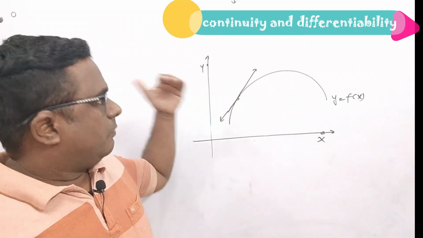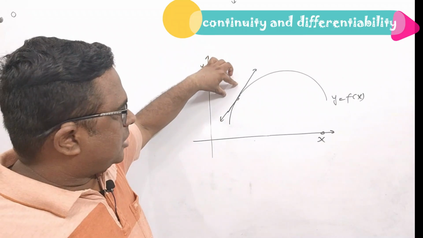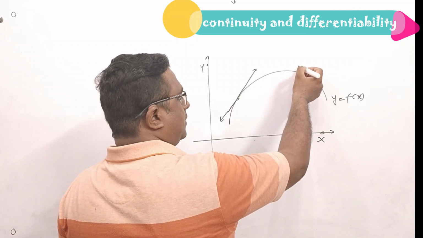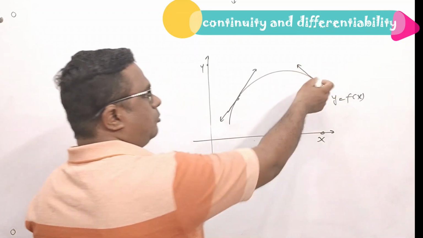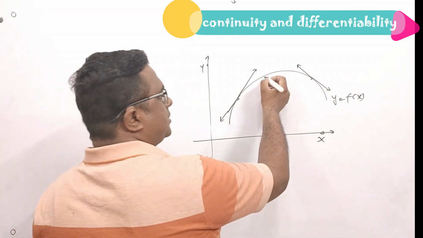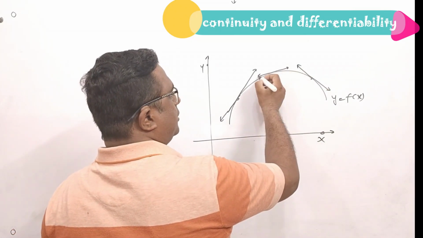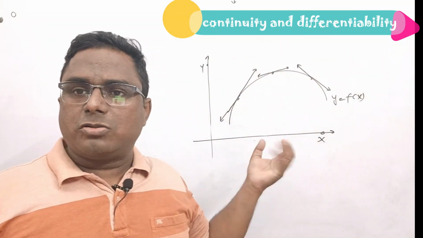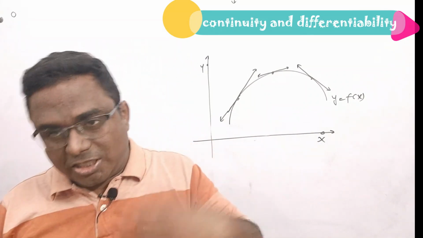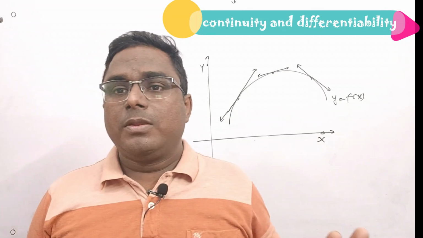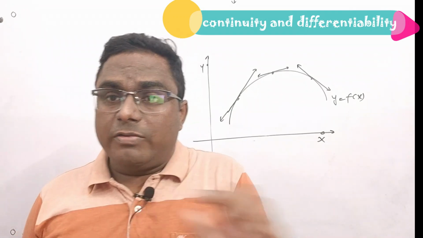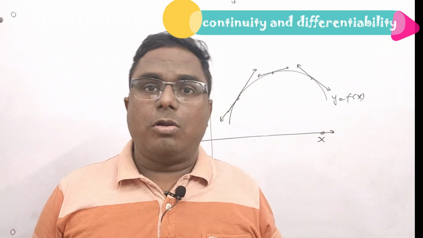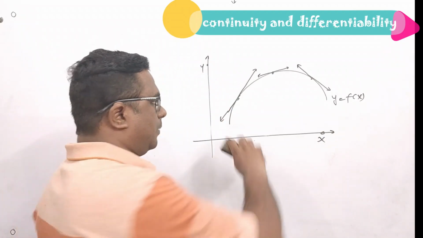It means I am able to draw a tangent to the curve at this point. If I say draw a tangent here, then you will also be able to draw a tangent at this point. If I say draw a tangent here, then you can also draw a tangent here. So it means you are able to draw tangents at these points of the curve. It means the function is differentiable at these points. So wherever we can draw a unique tangent to the curve at a point, at that point the function is called differentiable. Let us see the opposite example now.